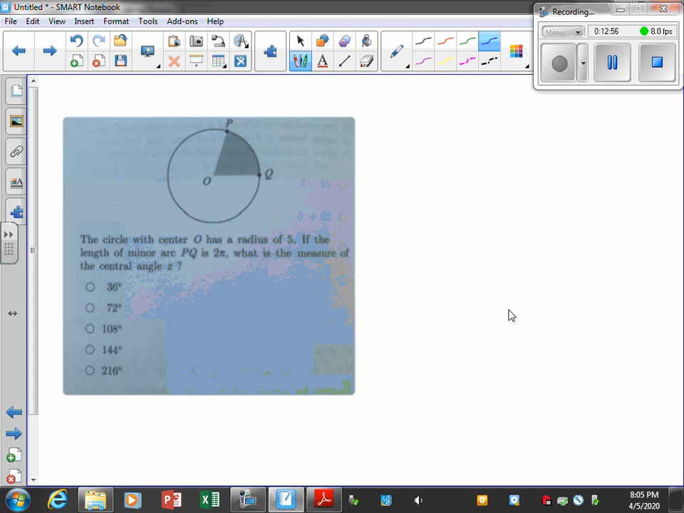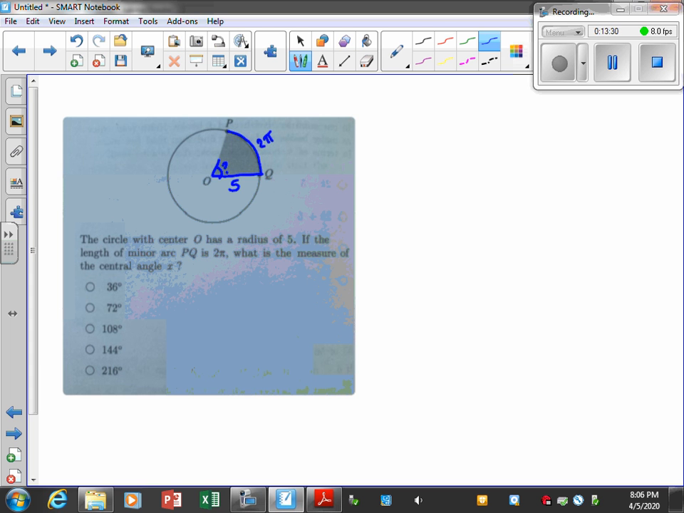One of our last ones here, so we have circle with center O, has a radius of 5. Remember, radius is this. Radius of 5. If the length of the minor arc is 2 pi, what is the measure of the central angle? So if this is 2 pi, it's saying what is this angle right here? So this is our question mark.